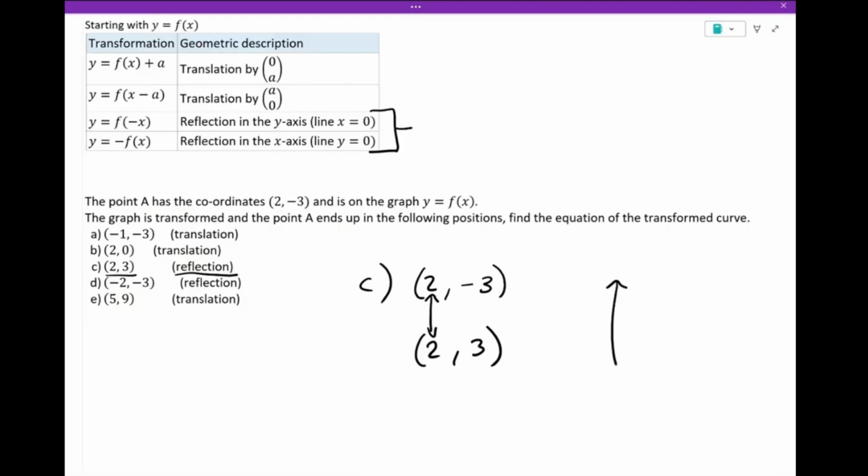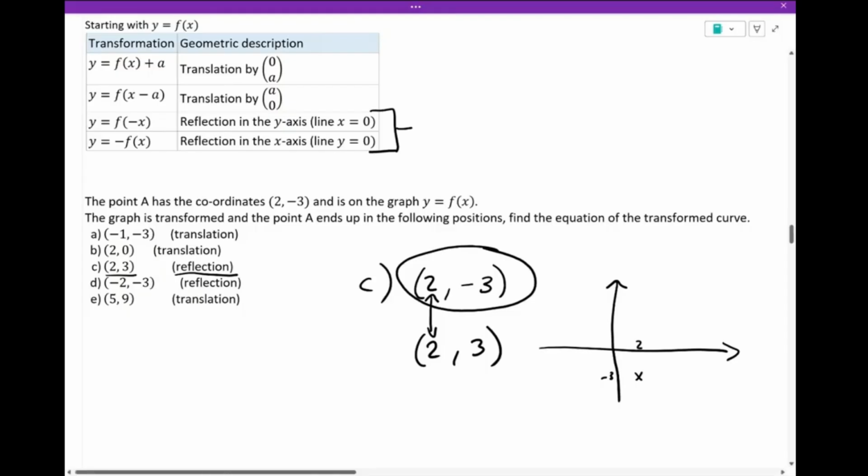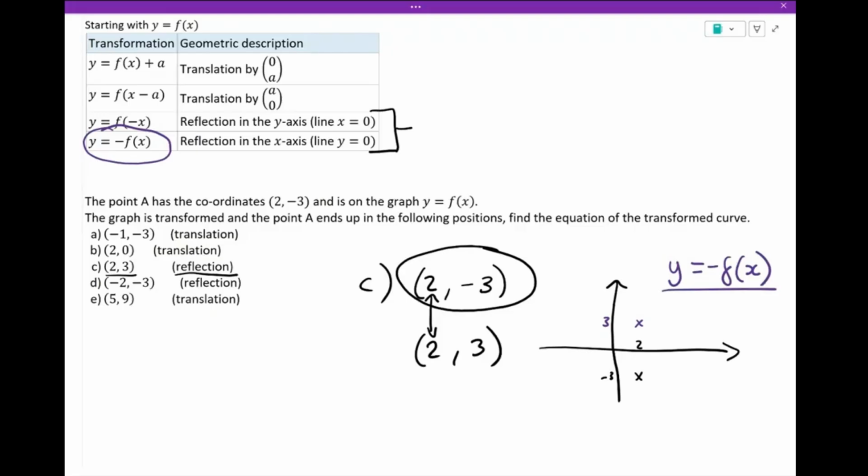So if we consider this on an axis, given that it's a reflection that we're looking at, the point 2, -3, so 2 to the right and then 3 down, would be down here. So that's 2, -3. If you were to plot the other point, which is the 2, 3, well, that's 2 to the right, but it's 3 up. So that's going to be up here like that. Well, clearly there's a reflection in the x-axis. Okay, that would be our transformation. So we're considering the bottom row in our table. So our equation is going to be y equals -f of x like that. So that's my final answer.